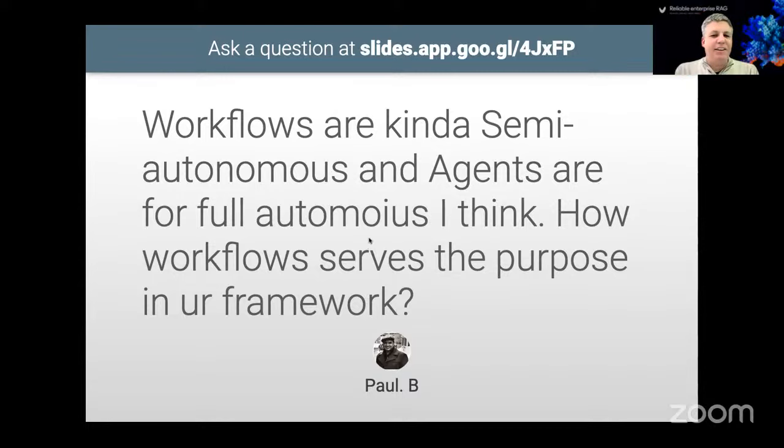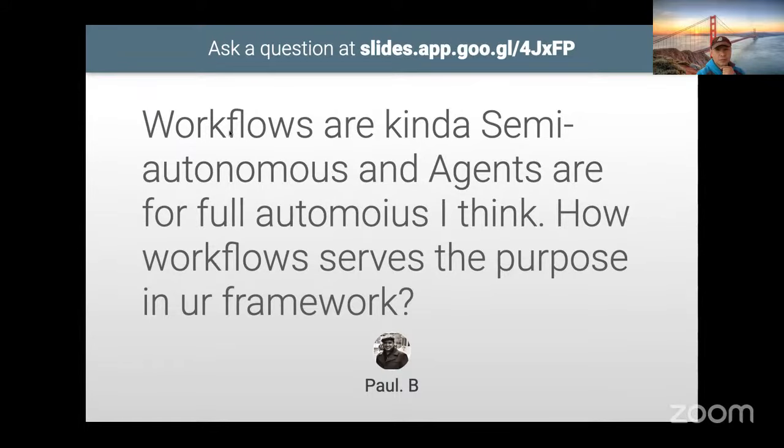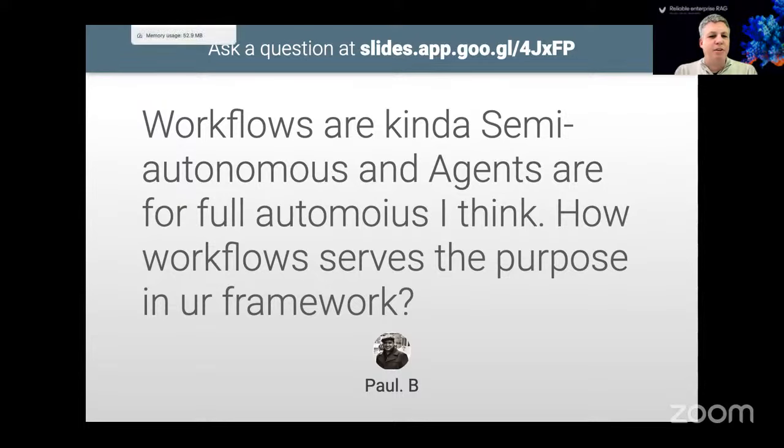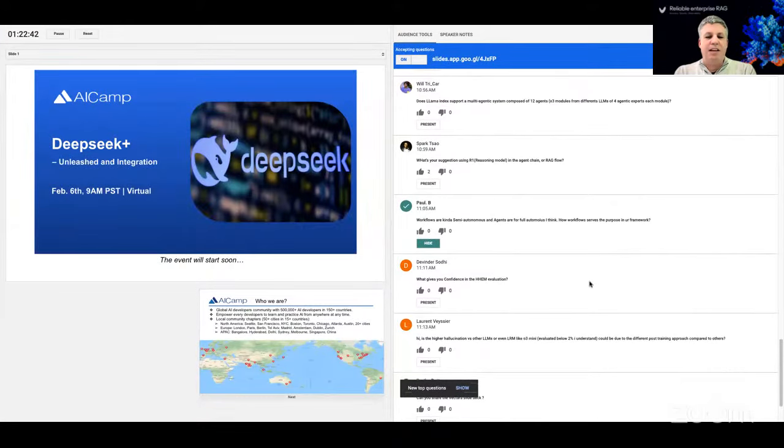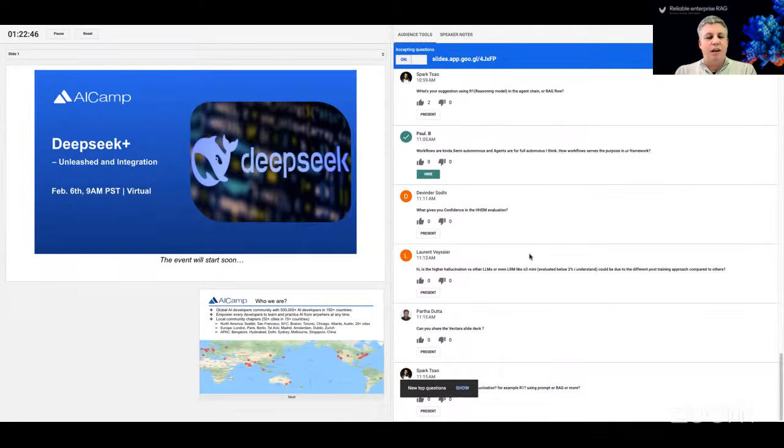Yeah, I can try to answer that. I think workflows is maybe specific to LlamaIndex, and thanks, Laurie, for detailing this. But generally, the question is that workflows are semi-autonomous and agents are fully autonomous. How does workflow serve the purpose in your framework? We have a framework called Vectara Agentic to build agents and agent workflows with Vectara. It's a higher level framework that makes it easy to build very quickly and connects easily to Vectara. The same concepts of workflows and agentic flows work there as well.